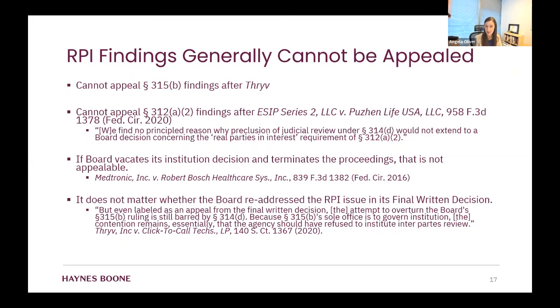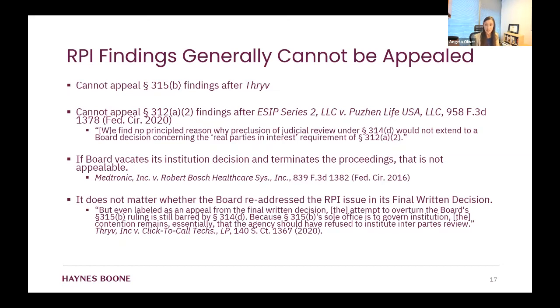And then one point that a lot of parties have tried to argue is that, well, some of these issues don't get decided until the final written decision, right? Like John was just talking about, the board will often defer 312(a)(2) issues until the final written decision for efficiency purposes. And so parties have argued, well, since it's in the final written decision, not the institution decision, it's appealable. But the Supreme Court actually had a paragraph in Thryv that shut down that argument pretty clearly, and the Federal Circuit has followed that guidance as well.